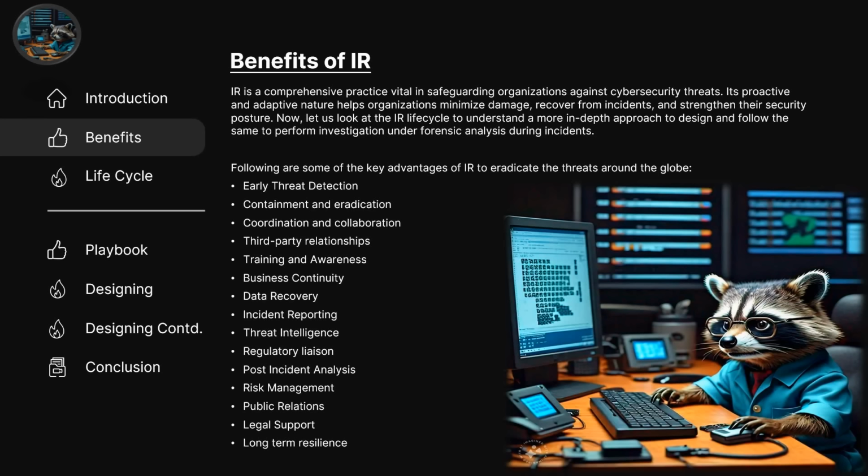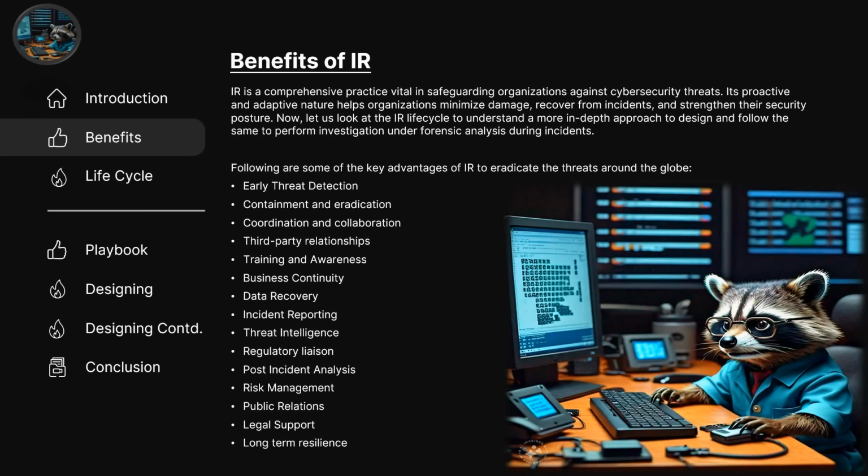Then, of course, the main important point is coordination and collaboration. Your IR playbook plays a vital role in bringing together different teams from different departments of the organization. For example, your IT team, security operations, red teams, blue teams, SOC, NOC, legal, HR, and executive teams work together, ensuring that the incidents that have taken place can be eradicated, and all the teams are working collaboratively and collectively to safeguard the organization.